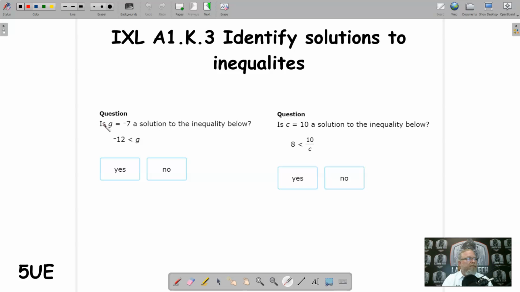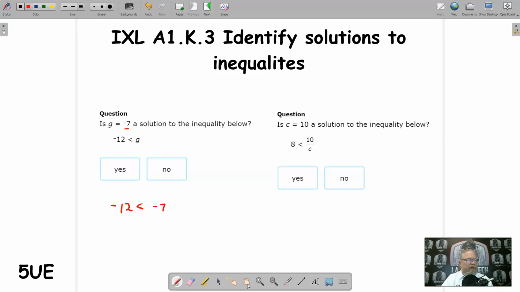Look at the first question. It says, is g equals -7 a solution to the inequality below? So we have -12 is less than g. So what we need to do is substitute in the -7 for g. So let's do -12 less than -7.